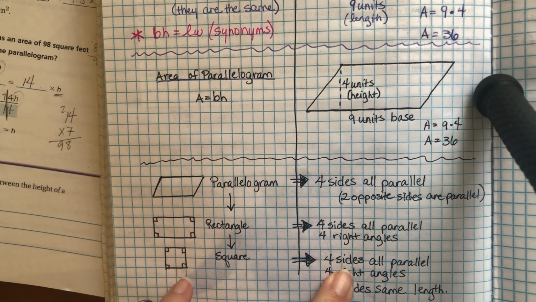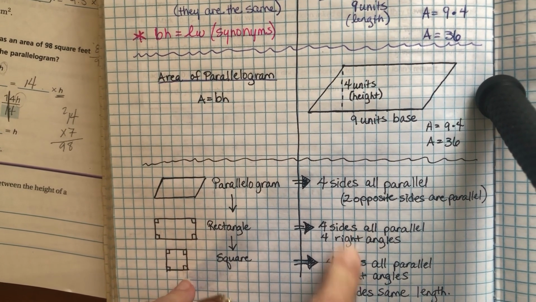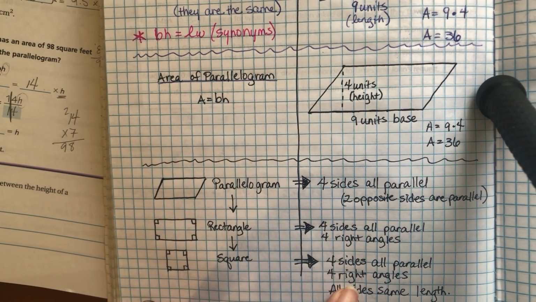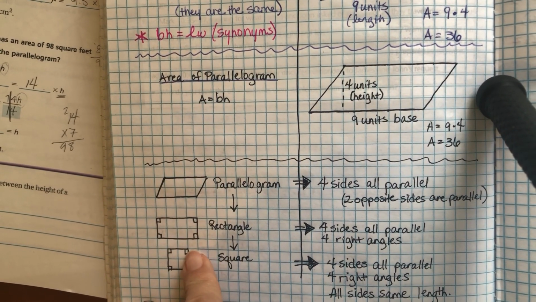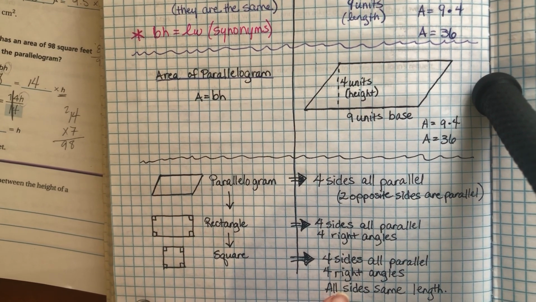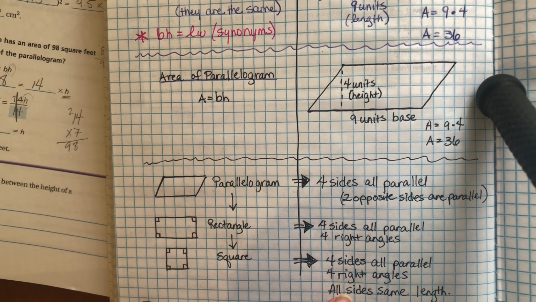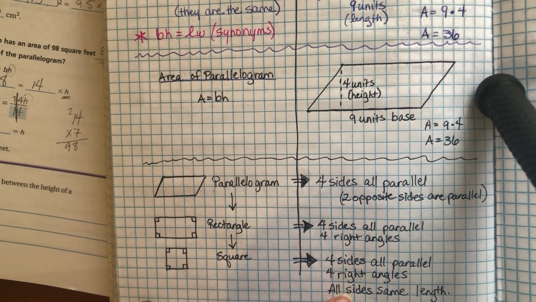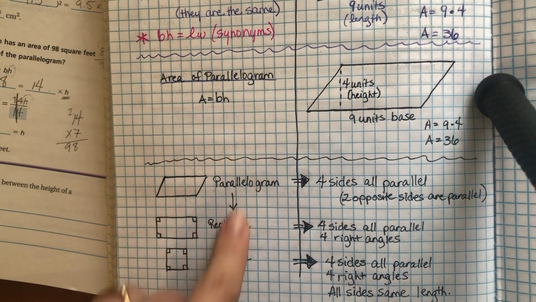With a square, all sides are parallel, just like these other 2. They have 4 right angles, or 90-degree angles, and all the sides are the same length. Okay, but they're all parallelograms.